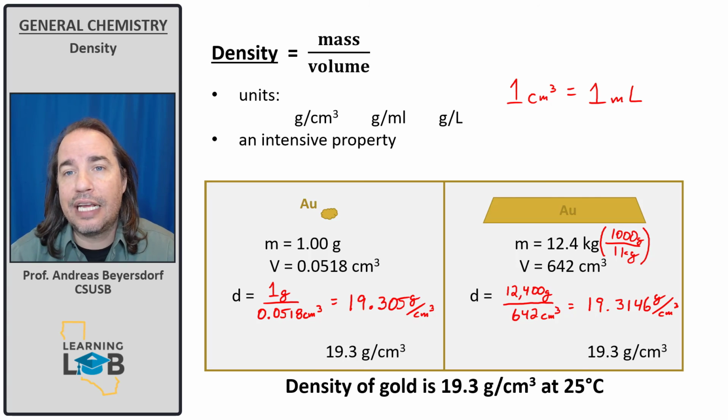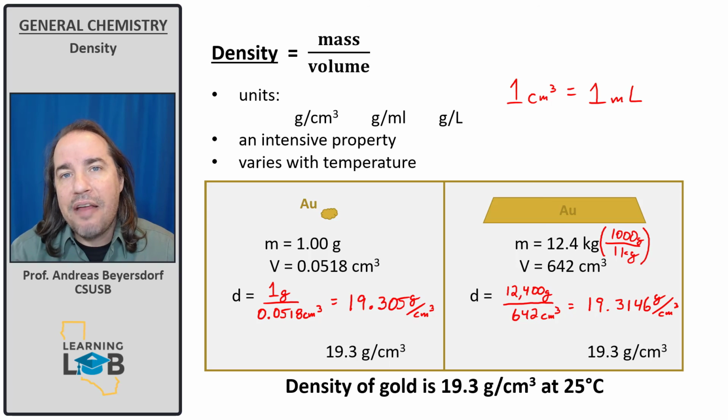Now, one last thing to remember is that density actually varies with temperature. So this is 19.3 grams per centimeter cubed at 25 degrees C. If we were at a different temperature, our density would vary by a little bit. But the density would be the same whether I'm talking about a small amount or a big amount because it's an intensive property.